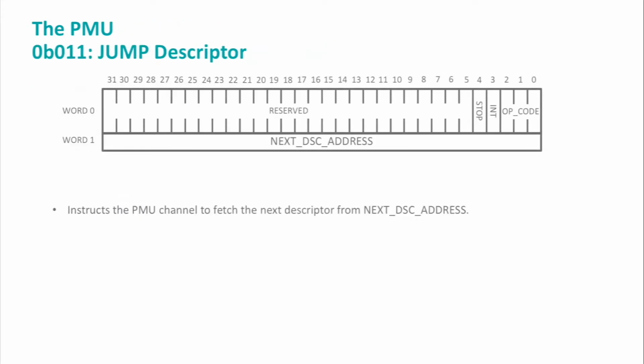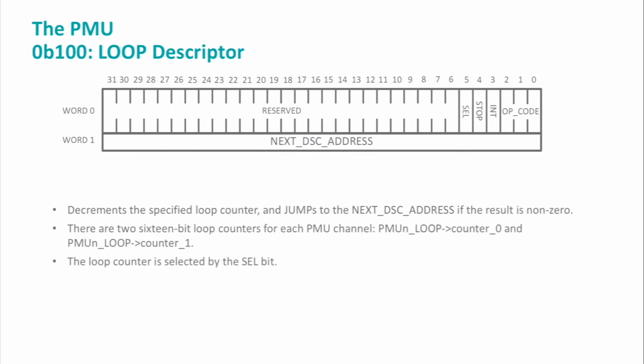Our fourth descriptor is also the simplest, jump. Like a jump instruction in a CPU instruction set, it just tells the opcode processor to begin fetching descriptors from somewhere else in memory. No other operands, no modes, just jump. The fifth descriptor is loop. Loop works like a decrement and jump if not zero instruction. It decrements the selected loop counter 0 if the cell bit is 0, and loop counter 1 if the cell bit is 1. And it jumps to the given address if the result is not 0.